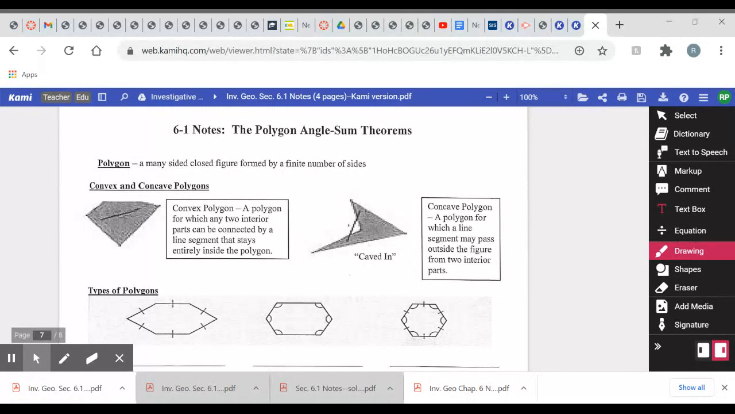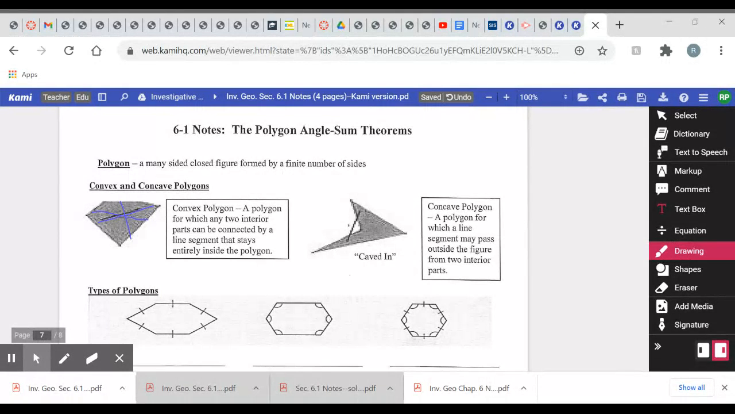So the difference between a convex and a concave polygon: a convex polygon, you can see here, is a polygon for which any two interior points can be connected by a line segment that stays entirely inside the polygon. So you can see here, any two points of this polygon that I try to connect, all of these lines are completely within the figure.